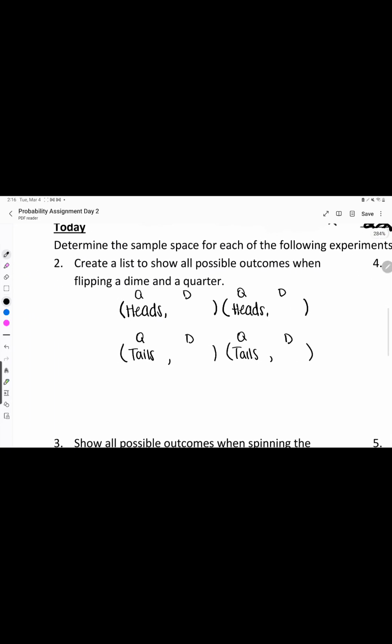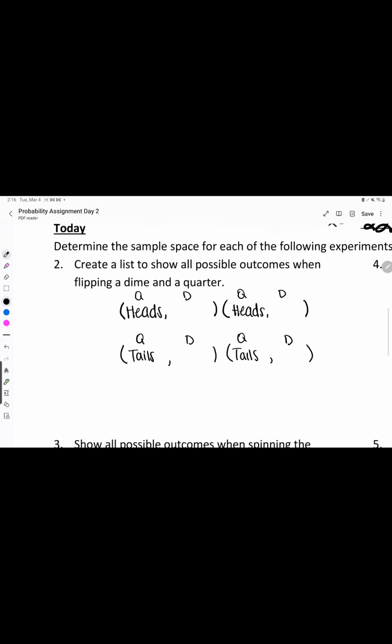This one says to create a list of all possible outcomes when flipping a dime and a quarter. So let's talk about a quarter. We know a quarter has heads and it has tails. And then we talk about a dime, and a dime has heads and tails.